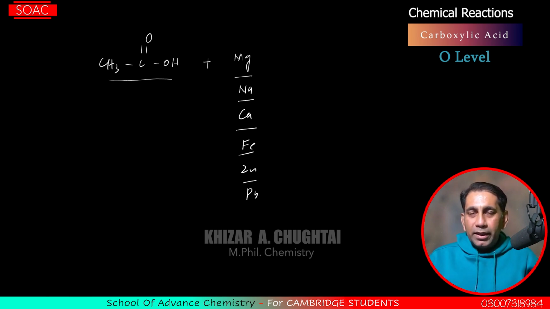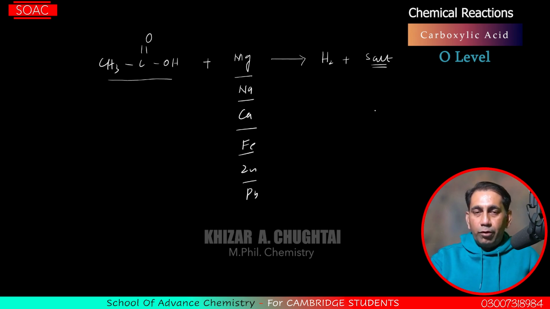I mean, any metal that is more reactive than copper, any metal that is more active than copper can react with organic acid. This is basically an organic acid. Other acids are said to be inorganic acid like H2SO4, HNO3, HCl, H3PO4. These are said to be mineral acids or inorganic acid. And this acid is said to be organic acid. So any metal that is more active than copper in the reactivity series can react with carboxylic acid and they will make hydrogen gas.